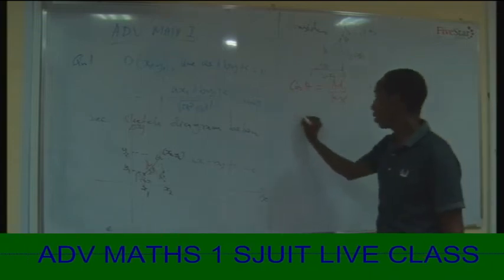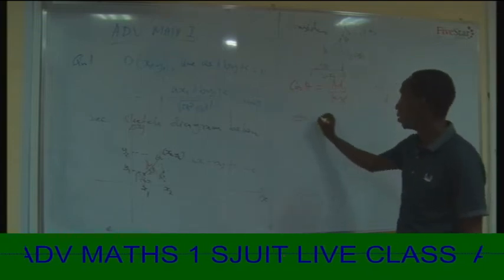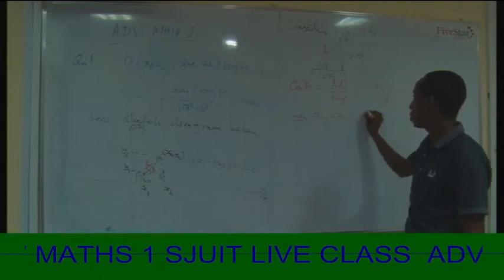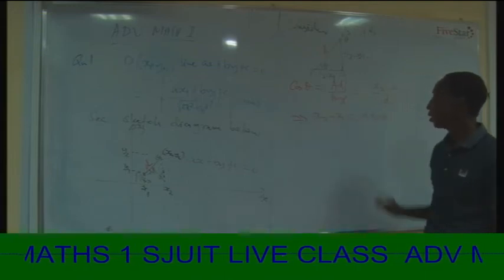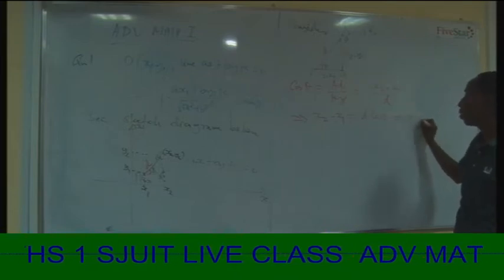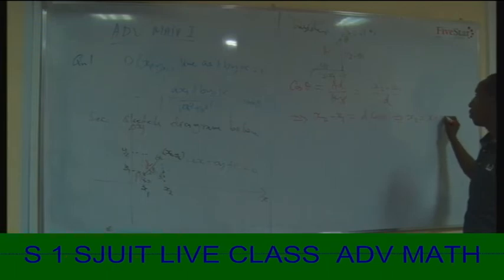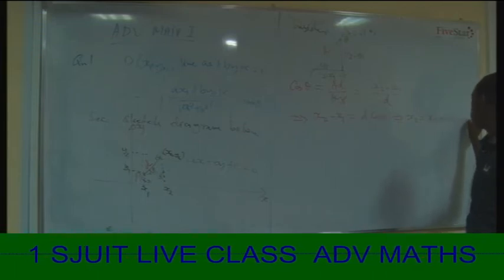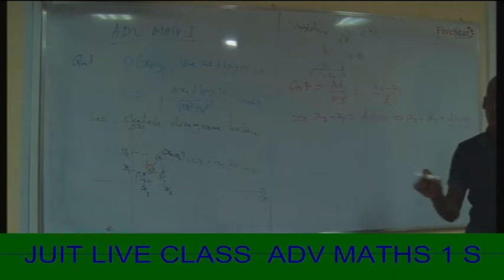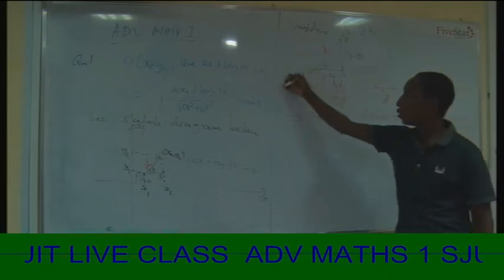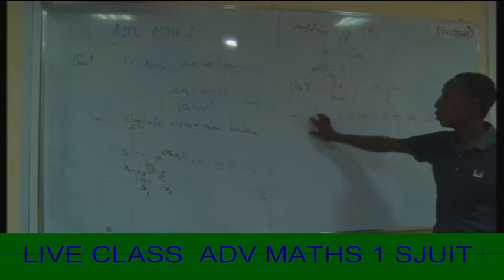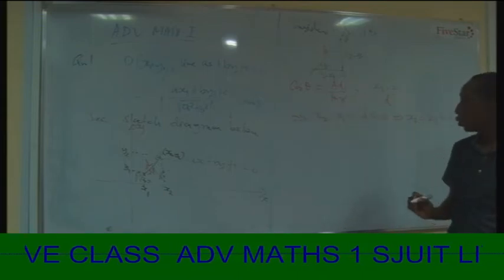Now from here, we can write this equation as x2 minus x1 equals d times cosine of an angle theta. And that means if you need x2, this will be equal to x1 plus d cosine of an angle theta. We can call it equation number 1. That is by using the trigonometry of cosine of an angle theta. So from here, we get the expression for x2.